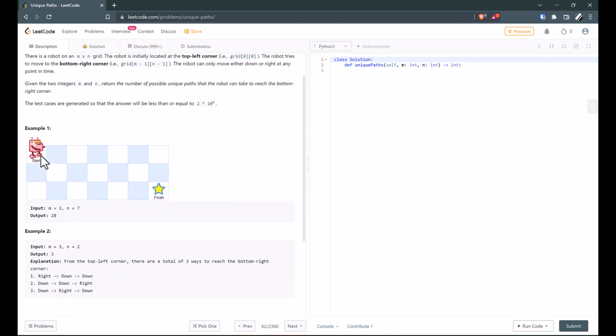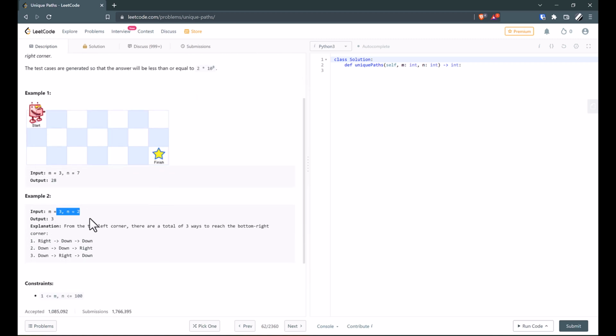So for example, we have a grid of 3 rows and 7 columns. The robot is initially starting at 0, 0, the 0th row and 0th column, and we have to find the number of possible unique paths that can lead us to the finish position, which is m-1 cross n-1, that is 2, 6. Okay, and the output is 28.